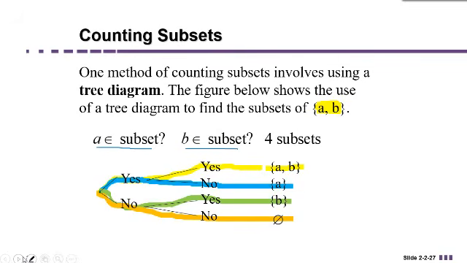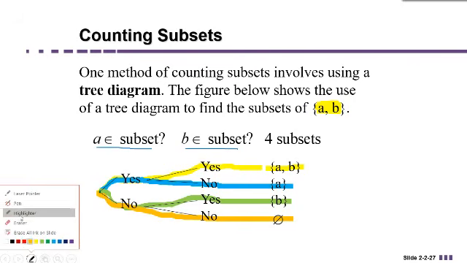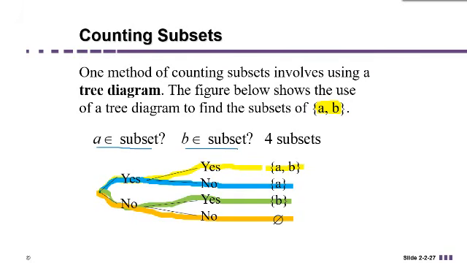How many proper subsets? Very good. There's three proper subsets because remember, proper just means it doesn't equal the original set. So to count the proper subsets is just a matter of eliminating the one that's equal to the original set. So these three down here, those are your proper subsets. They're not equal to the original set.